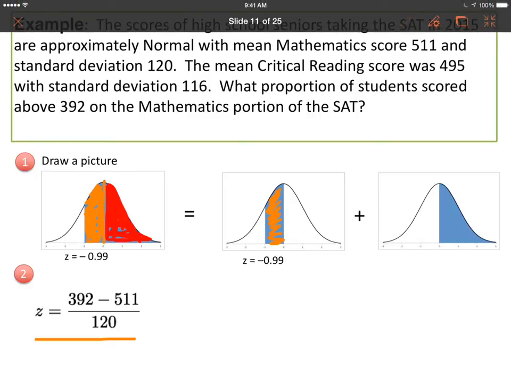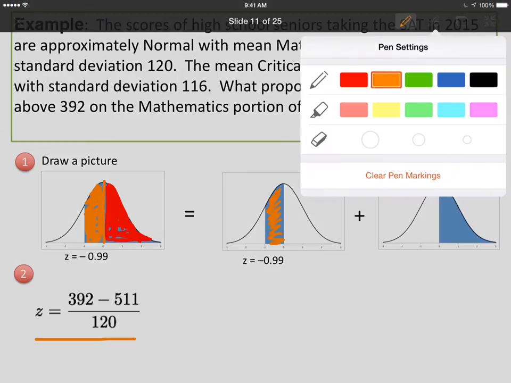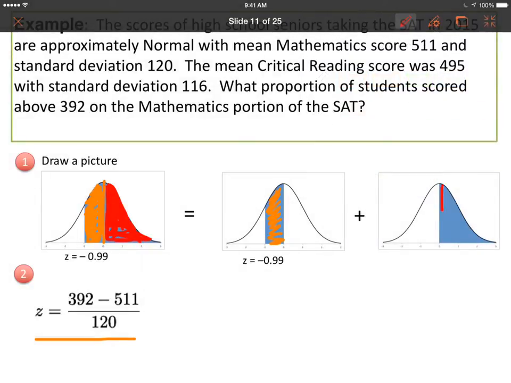And the red, again, is one that we know, right? If we're just going to everything to the right of the mean, that's half of our data. So this red area we know is 0.5.